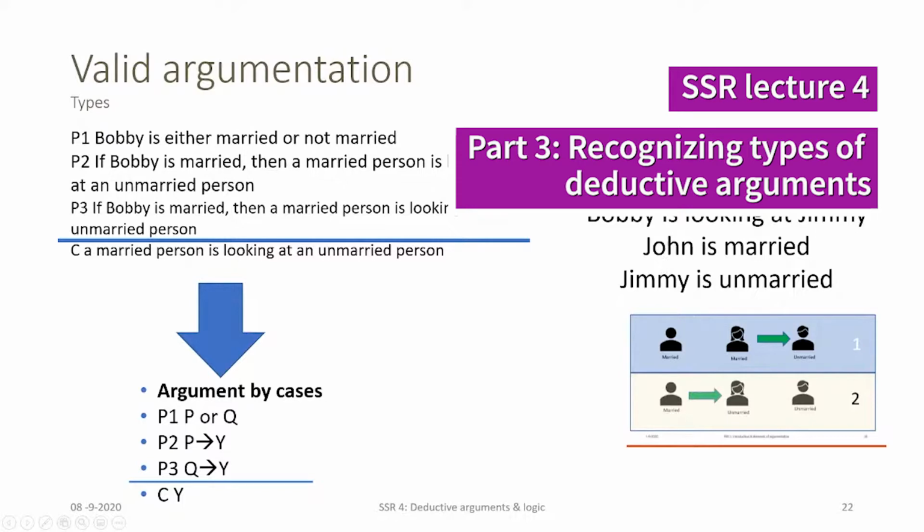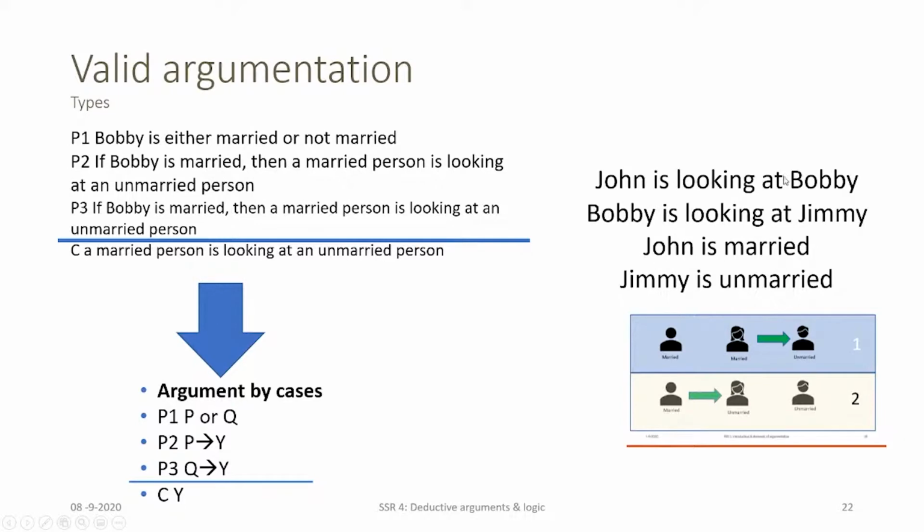I told you John is looking at Bobby, Bobby is looking at Jimmy, John is married, Jimmy is unmarried, and we don't know whether Bobby is looking at Jimmy or not. And then you said, well, we can't assess whether a married person is looking at an unmarried person, but then you realized, well, there's just two possibilities. There are just two possible cases. Either Bobby is married or she's not married. So, that's our first premise. Bobby is either married or not married.